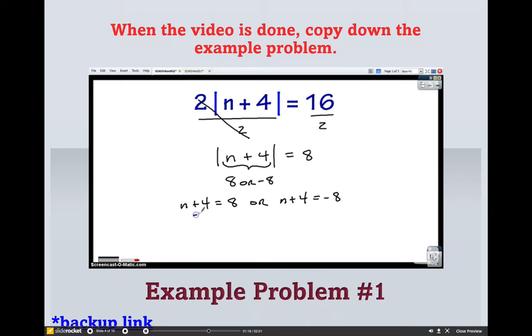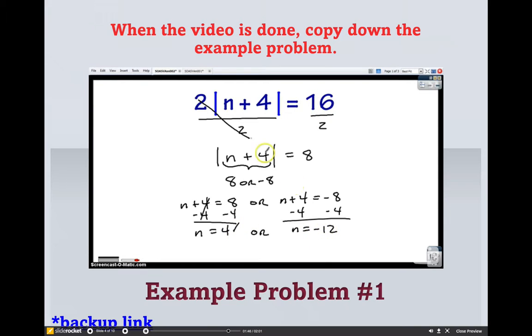So then we solve each equation separately. On this equation we get n equals 4, or when we do this equation we get n equals negative 12. And we go back and check it; they both should work. So let's try n equals 4. 4 plus 4 is 8. The absolute value of 8 is still 8, times 2 is 16. So that one checks out.